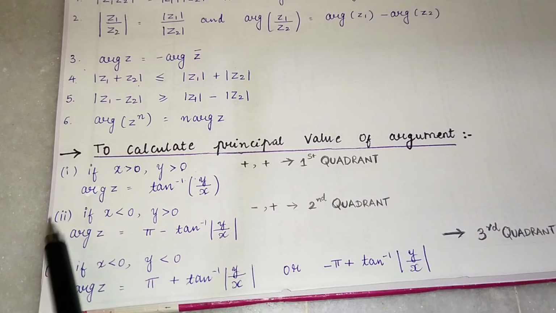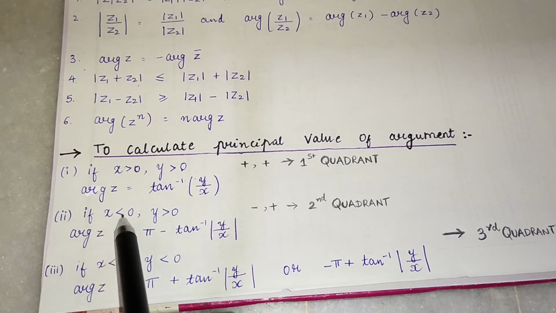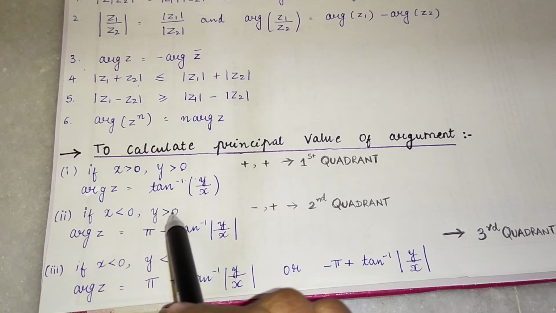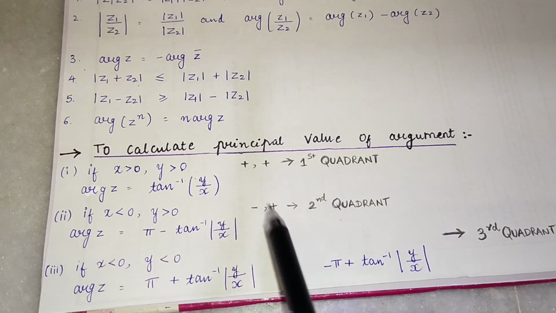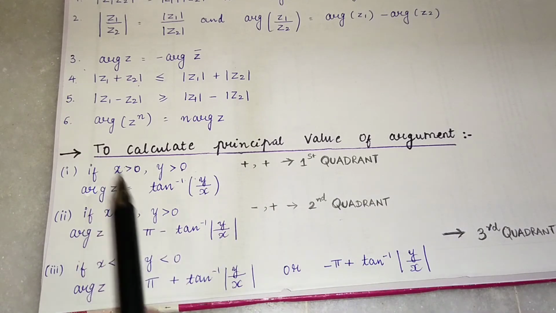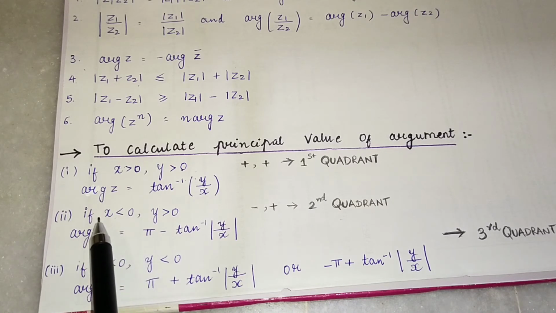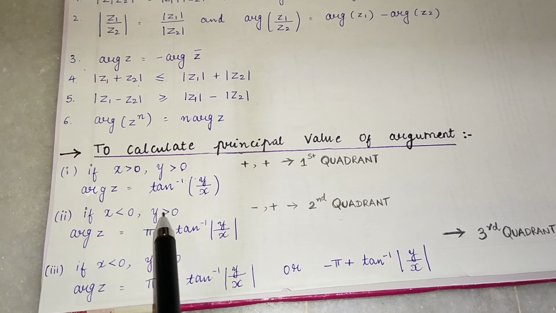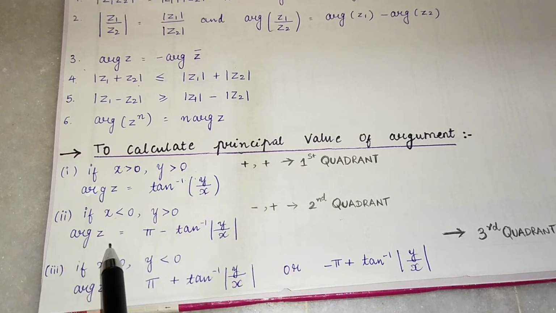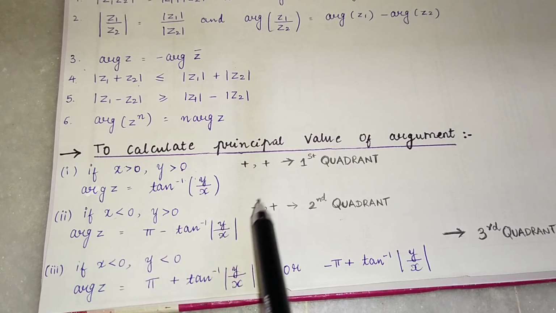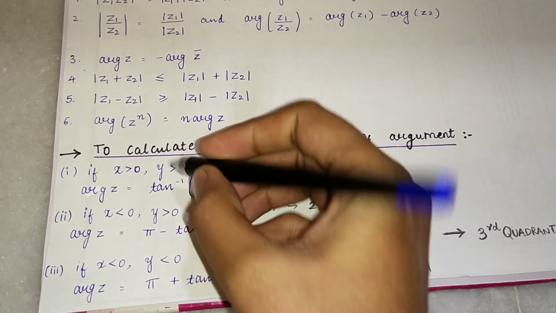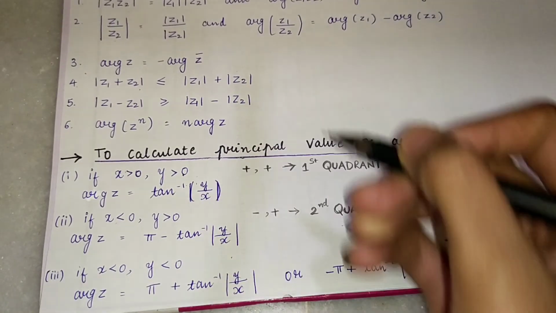The second condition is whenever x is less than 0 but y is greater than 0, then it will be in the second quadrant. Whenever in the given question x is negative and y is positive, you always have to apply this formula: arg of z is equivalent to pi minus tan inverse of mod of y upon x. Here also there is a mod.